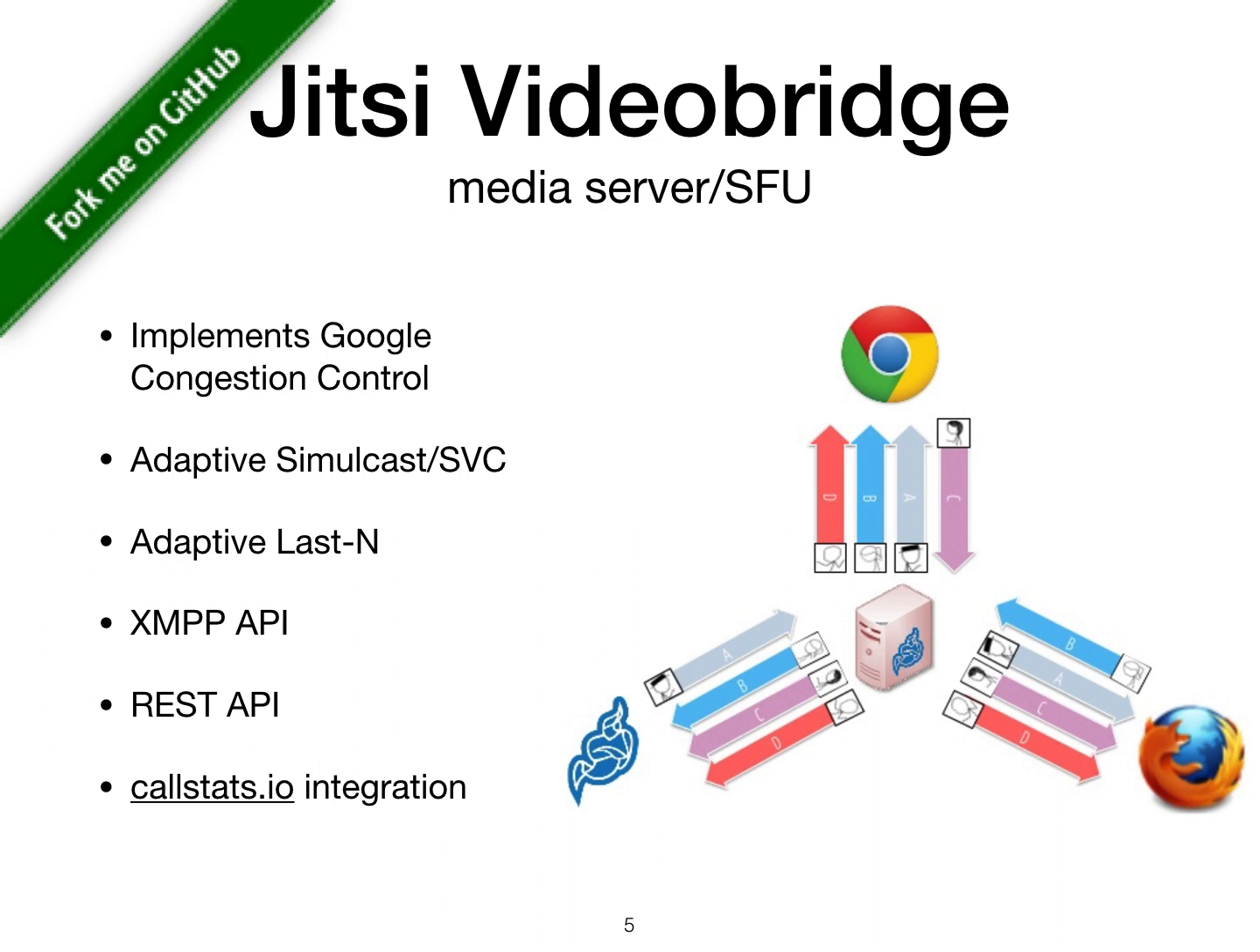So our bridge also supports congestion control through adaptive simulcast and adaptive last N, so that it takes the available bandwidth into account when it computes the last N set and the specific quality to forward towards a specific receiver. The bridge has an XMPP and a REST API, so you're not required to use XMPP if you don't want to, or if you can't.